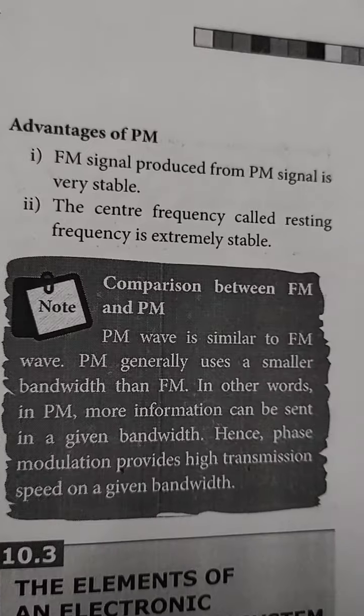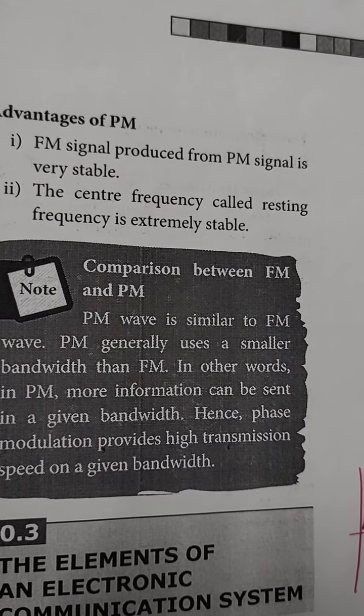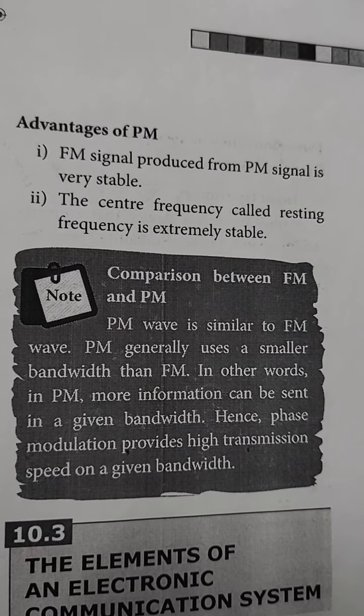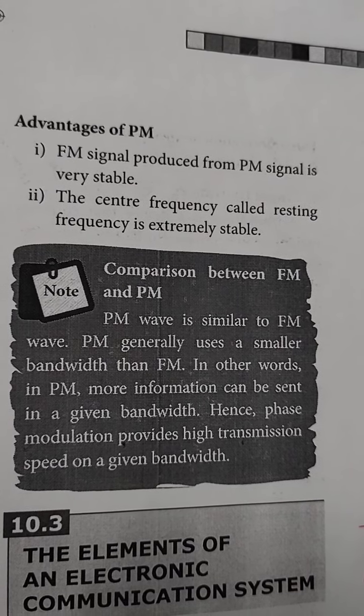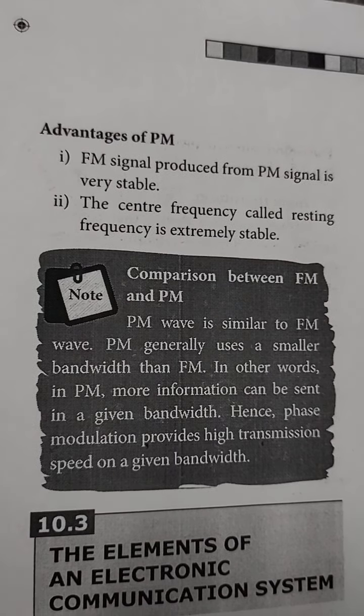So advantages: the frequency modulated signal produced from the PM signal, which means the phase modulation signal, is very stable. And the second and last point, the center frequency, also called the resting frequency, is extremely stable.